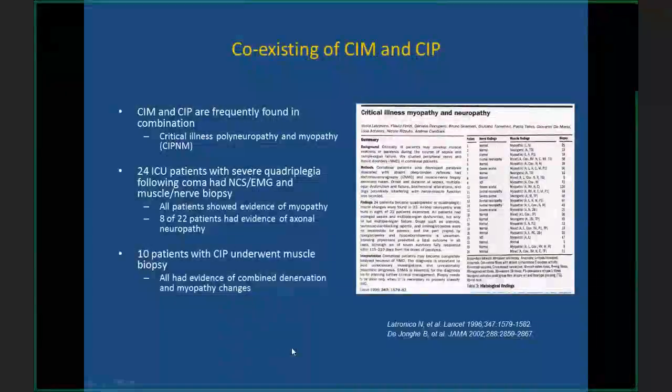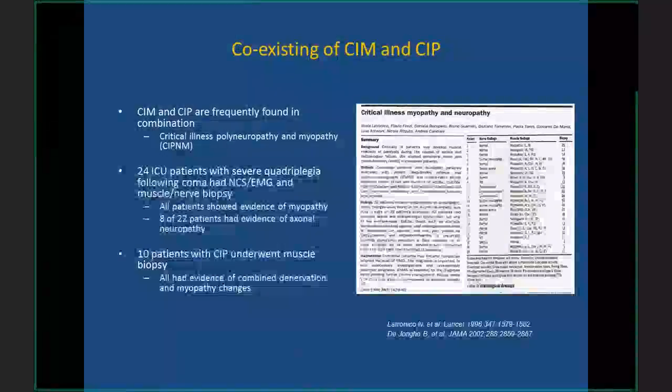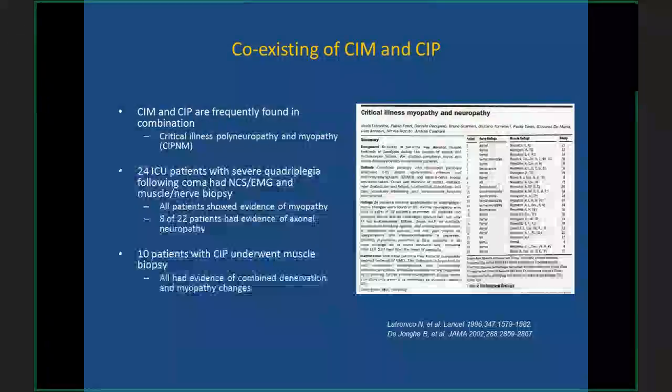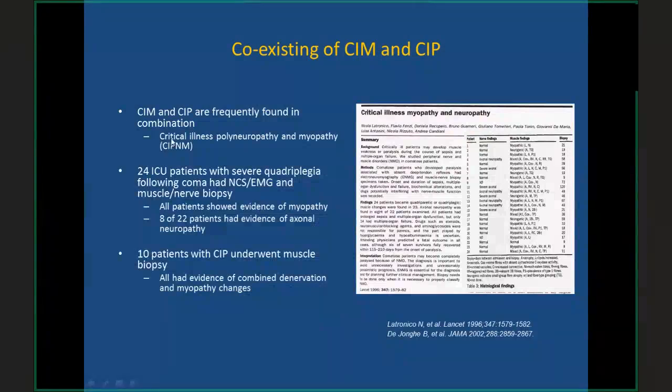Then we talk about these two conditions. Actually, a lot of the time, these two conditions coexist. Studies show CIM and CIP are frequently found in combination. So they call it critical illness polyneuropathy and myopathy, CIP-NM.